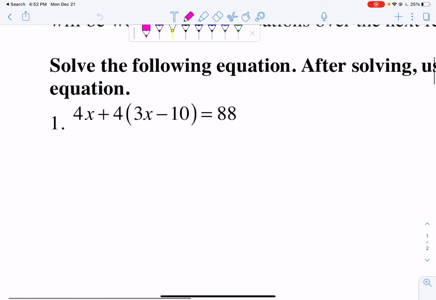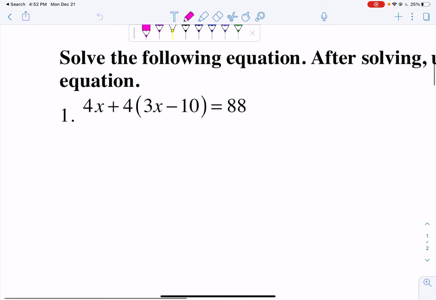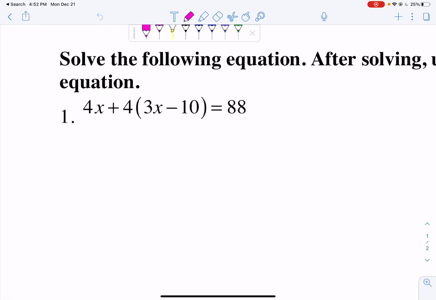So in this equation, I have 4x plus 4 times 3x minus 10 equals 88. So I'm going to write down my PCV&A procedure because a lot of us like to use PCV&A. And I have to ask myself, do I have parentheses? I do, so I'm going to distribute my 4 to each term.